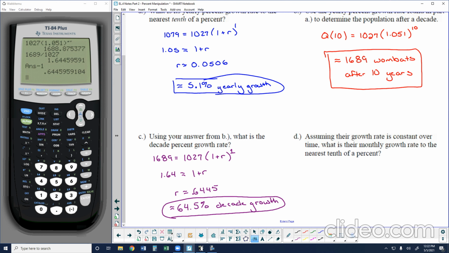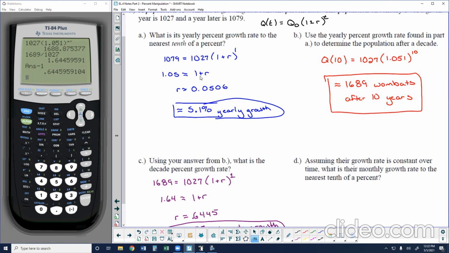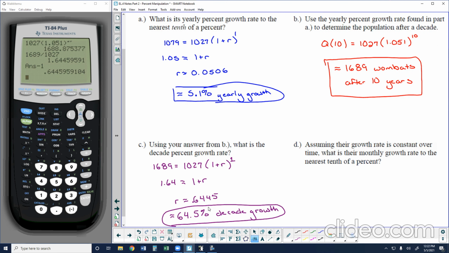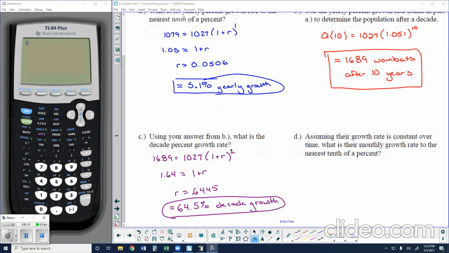Now, there is a shortcut to doing this. The shortcut would keep us from having to find Q of t first, then substituting into the formula and then changing to the decade growth. What we can do in this instance is if we want to find a growth rate, and we already know a previous one, we can focus on just the 1 plus r portion of the equation.